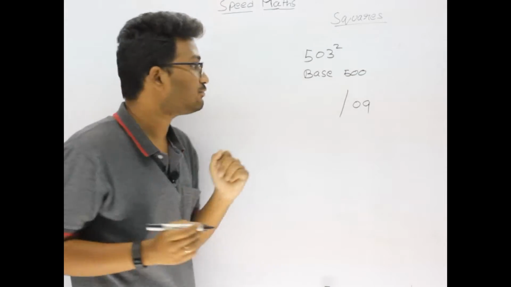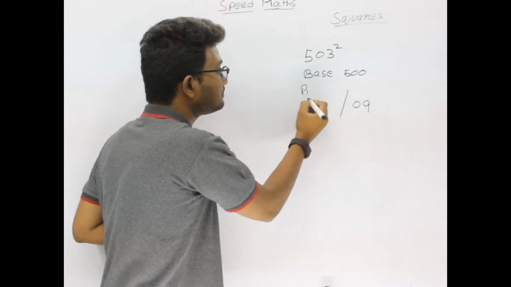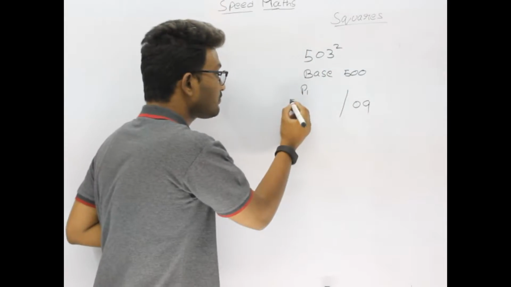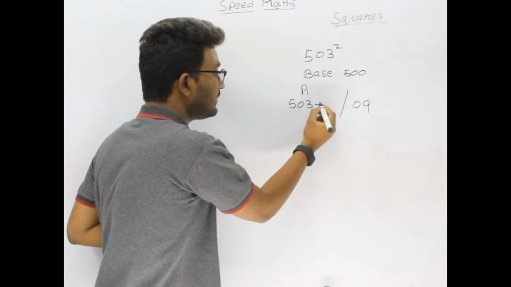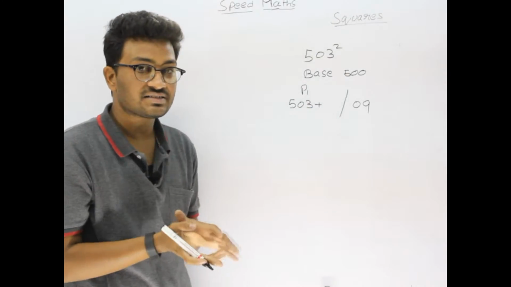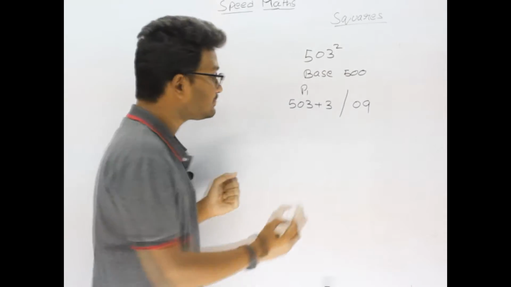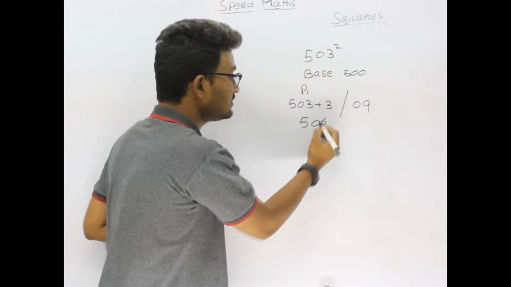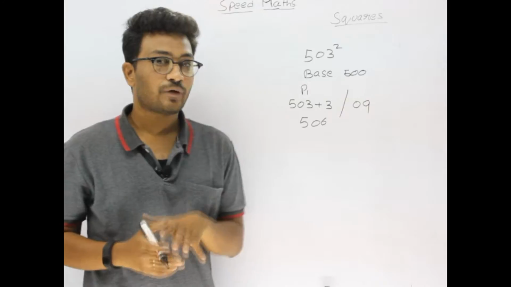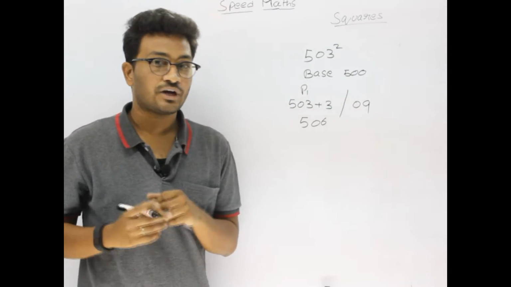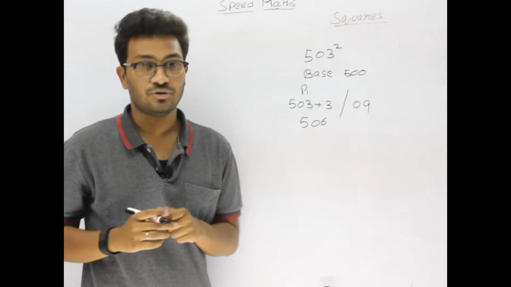And now what about part 1? Part 1 is 503 plus distance, and the distance is plus 3. So 503 plus 3 is 506. So the square of 503 is 50609. Is it?